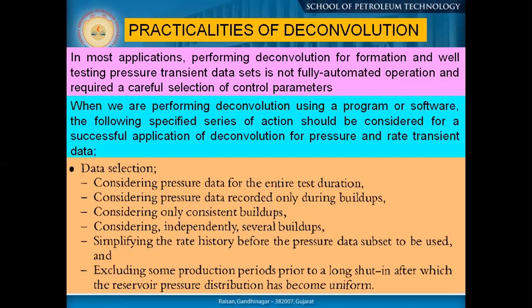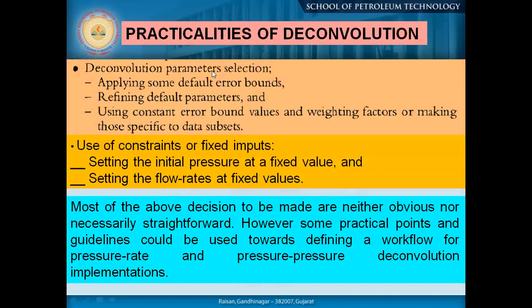Simplifying the rate history before the pressure data subset to be used, and excluding some production periods which are not giving us much positive information. So that means the very advantageous part is that we could select a specific test which we think is a very good test, and the data is very authentic to go for a deconvolution analysis. So this is the advantage related to our part. So deconvolution parameter selection: applying some default error bound, refining default parameters, using constant error bound values and weighting factors, or making those specific to the subset.